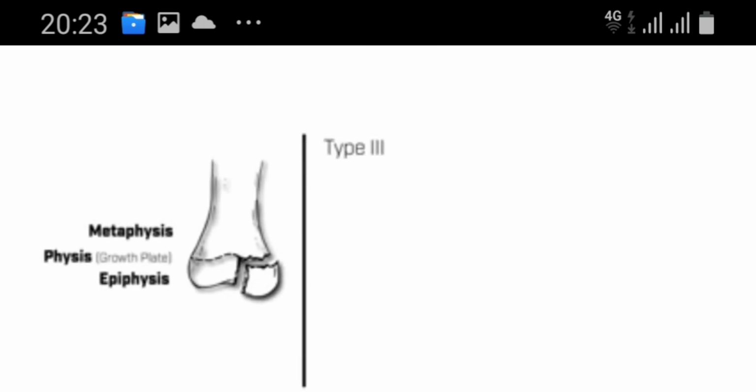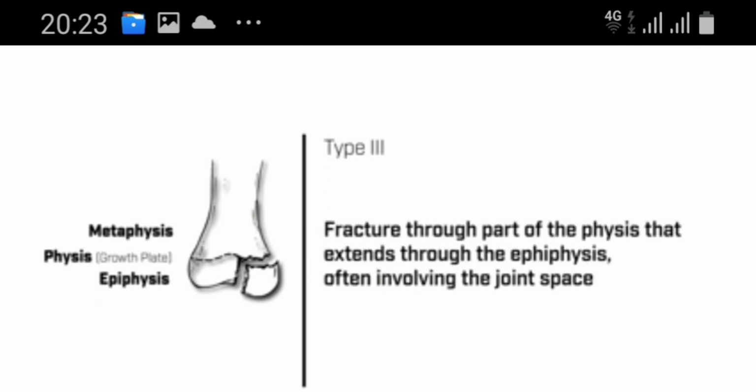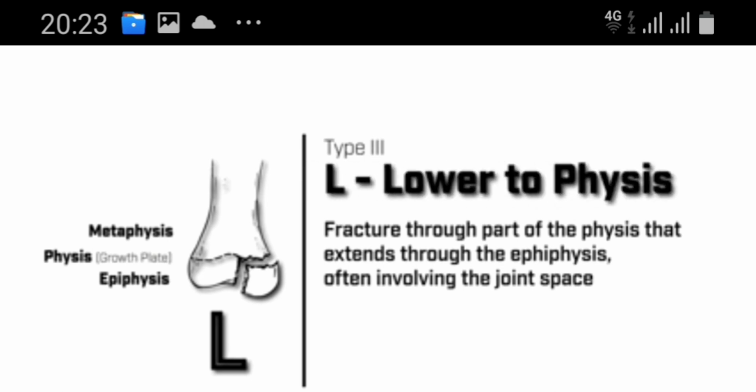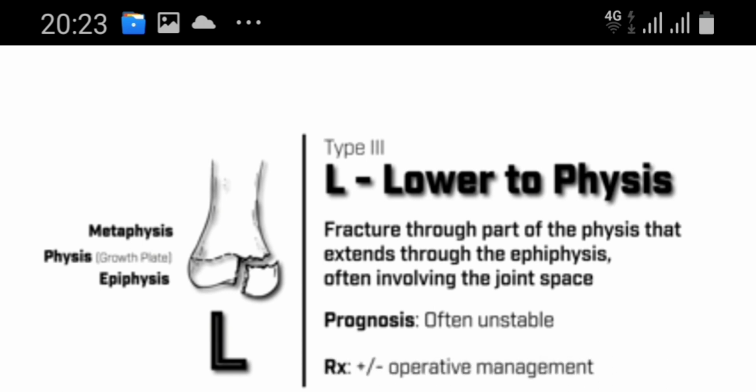A type 3 Salter-Harris fracture is a fracture through the growth plate, which extends into the epiphysis. You'll remember this type of fracture by the third letter in Salter. This is an L, which stands for lower to the growth plate, because the fracture extends below the physis. This type of fracture has a prognosis that varies, and if there is significant involvement of the joint, this fracture can be unstable, and operative management can be considered.